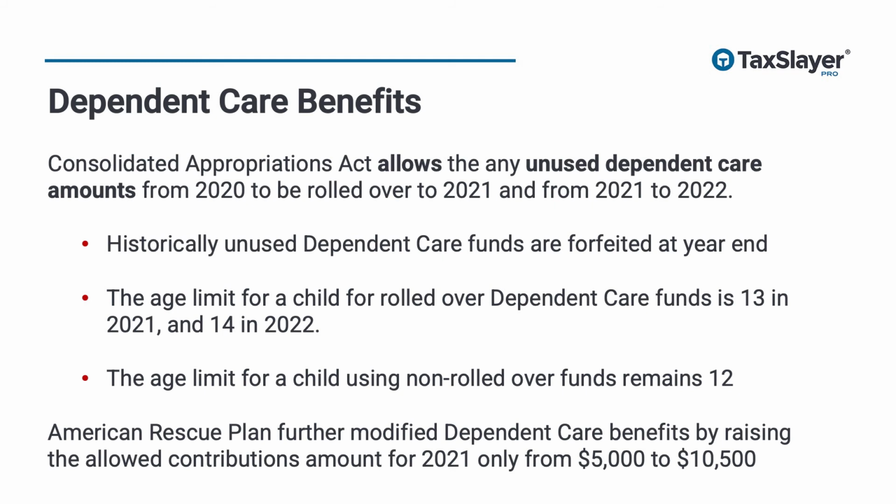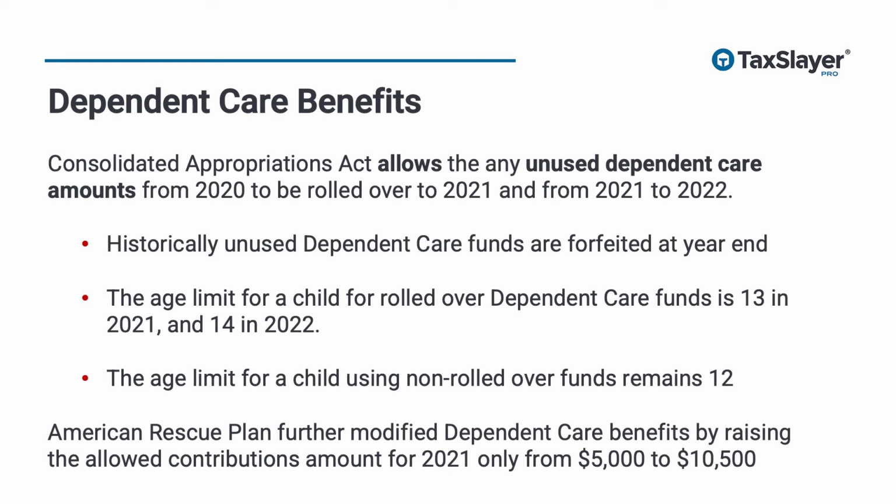Now, dependent care benefits actually impact the child and dependent care credit because any amount that we've paid in dependent care benefits, any amount that went through the dependent care plan, has to be used to reduce the expenses that are allowed for the child and dependent care credit. Now, historically, for the last many years, when you don't use your dependent care funds that are taken out of people's paychecks by year end, those are forfeited.